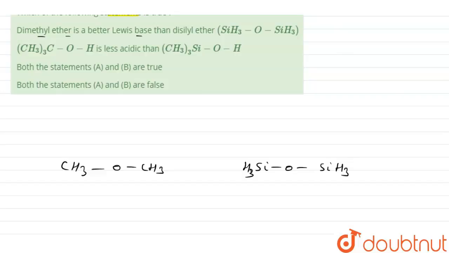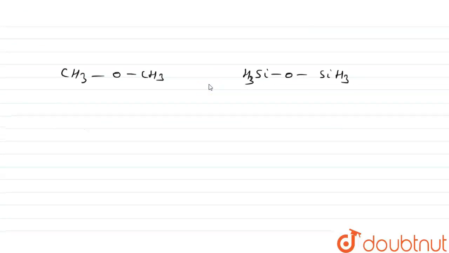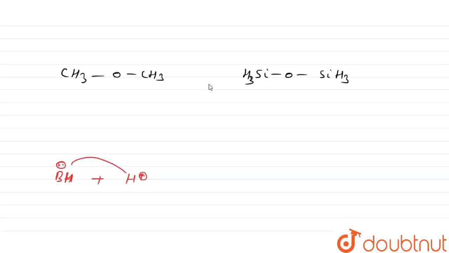Now how do we check the Lewis base? Lewis base means, suppose we have any Lewis base B, having lone pairs. It must have lone pairs. When it reacts with an acid like H plus, the donating tendency of the lone pair to this H plus, if more, then Lewis basicity will be more. After donating the lone pair to H plus, we get BH plus.